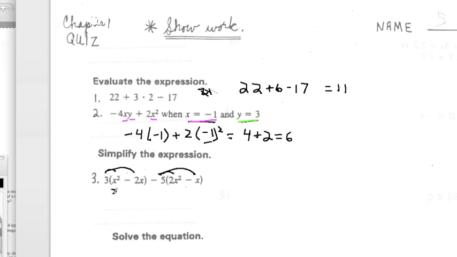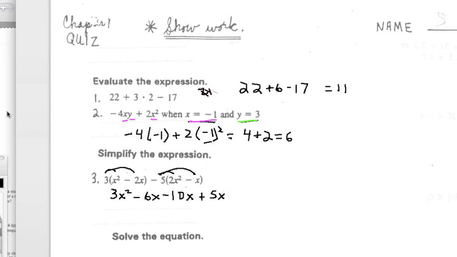So we have 3x squared minus 6x minus 10x squared. Now a lot of people make this mistake here, and they don't distribute this negative 5 to this negative x, but that's going to be plus 5x.